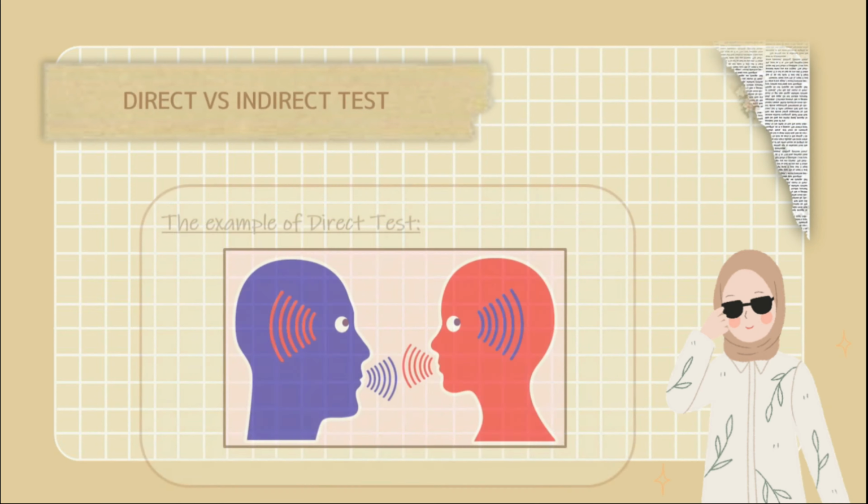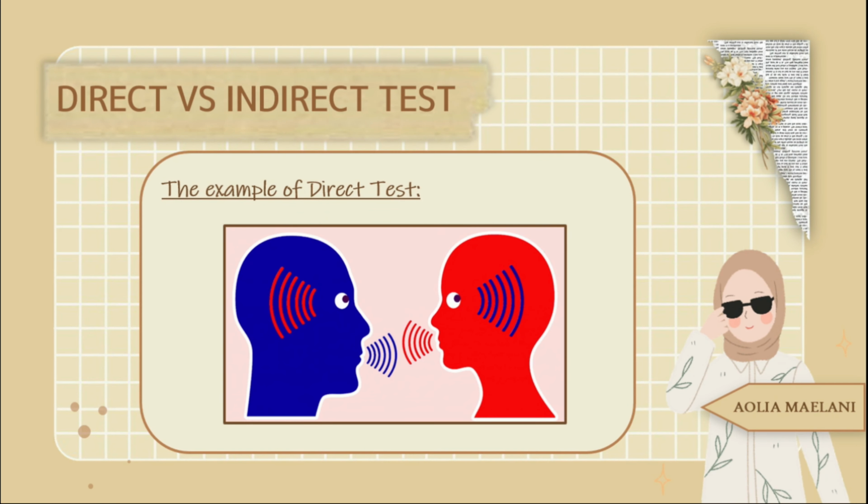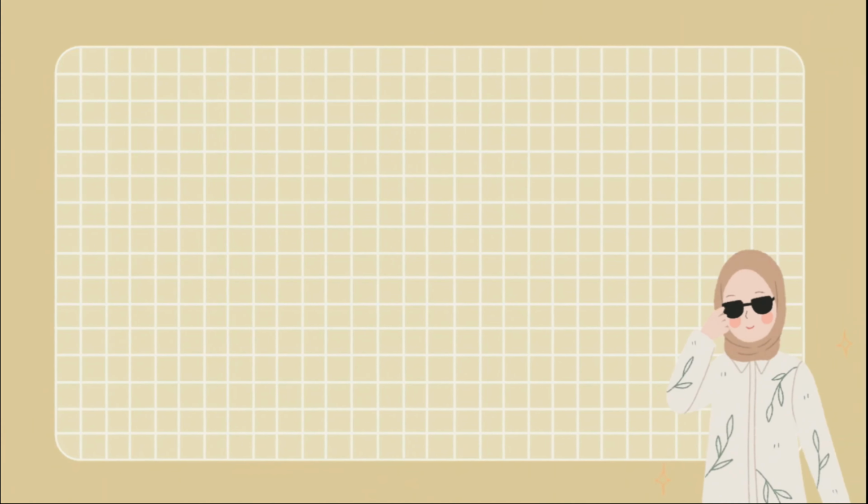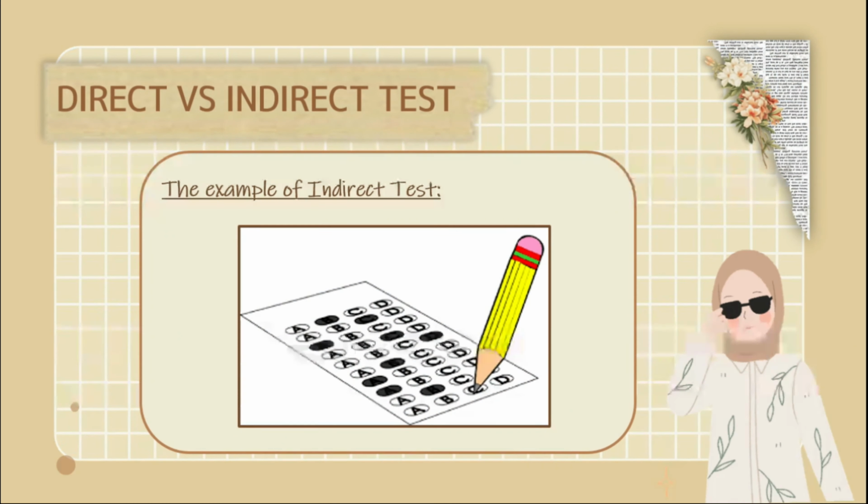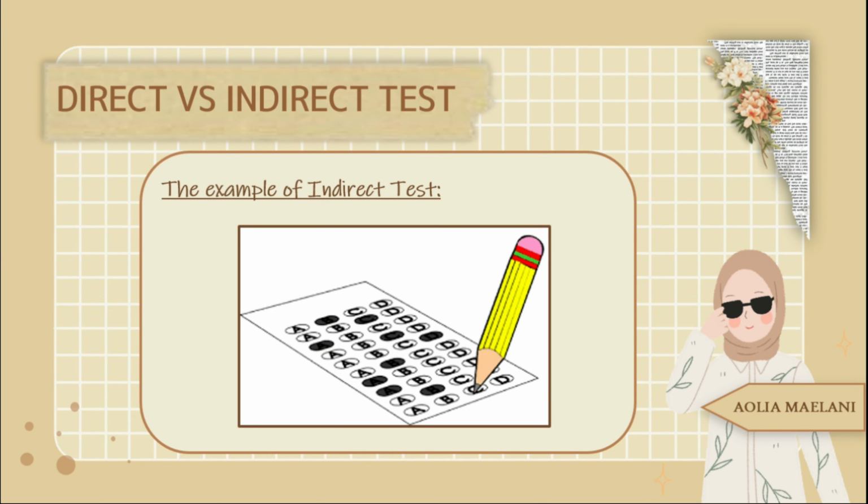The example for direct test is when your pronunciation ability is being tested directly with speaking, while the example for indirect test is more complex, like when your listening ability is being tested, in which the candidate has to identify pairs of words which rhyme with each other, then write the words on a paper.